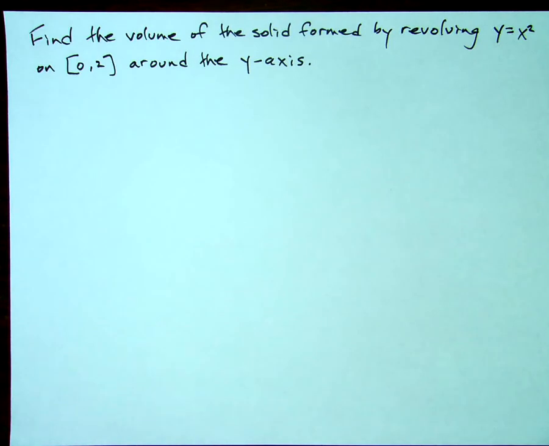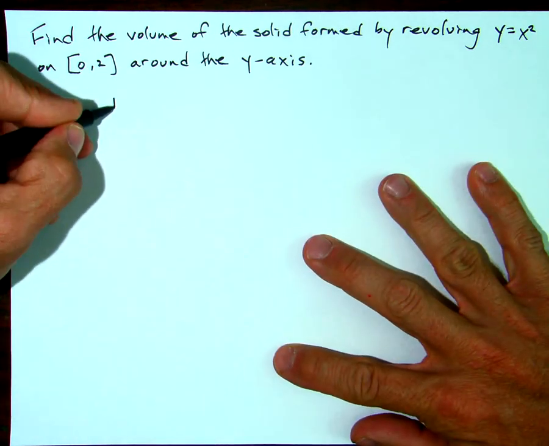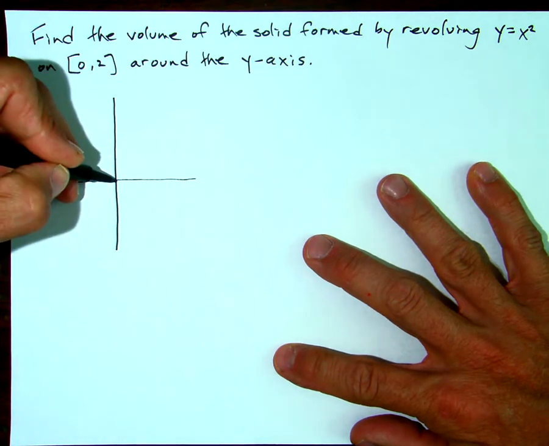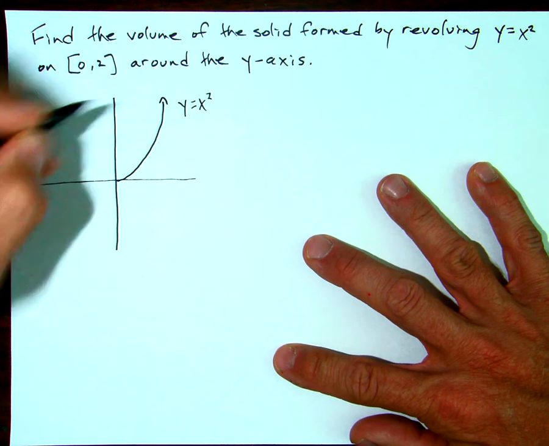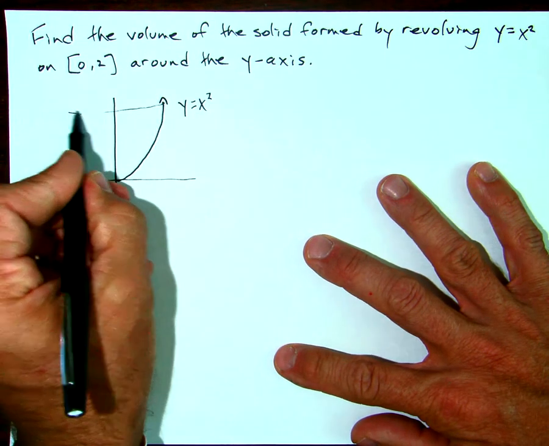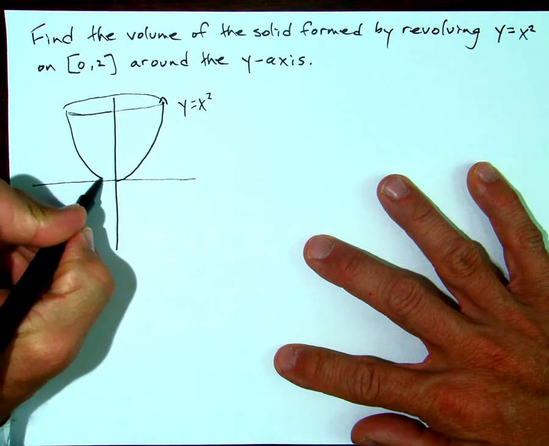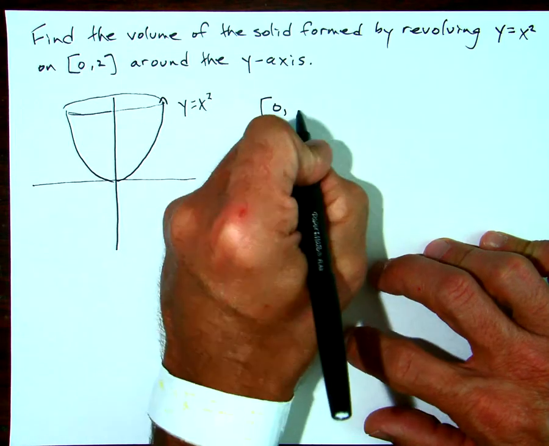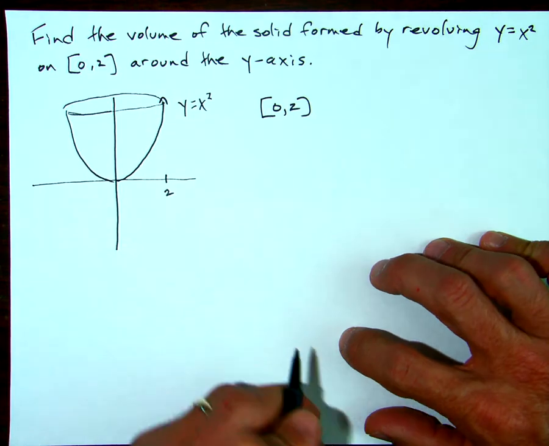All right, last example I want us to look at is one where we're revolving something around the y-axis. So let's take a look at what this would look like. We're looking at y equals x squared, and y equals x squared looks like this. And we are going to revolve this around the y-axis. So we're going to end up with something like this. And we're looking at this on the x-axis from 0 to 2. So this x value right here is 2.